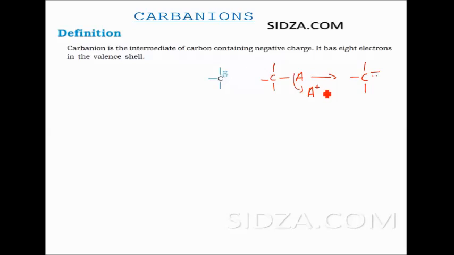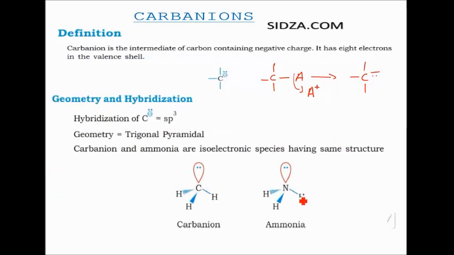This carbanion resembles ammonia. It's isoelectronic with ammonia. So therefore the shape and the hybridization can be compared with ammonia. We know that in the ammonia molecule there are 8 electrons. You can see here there are 3 bond pairs and a lone pair. The carbanion also has 3 bond pairs and 1 lone pair. So therefore it's an isoelectronic species, right? These are the isoelectronic species, carbanion and ammonia.